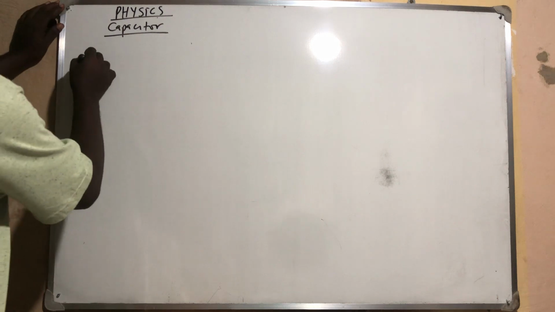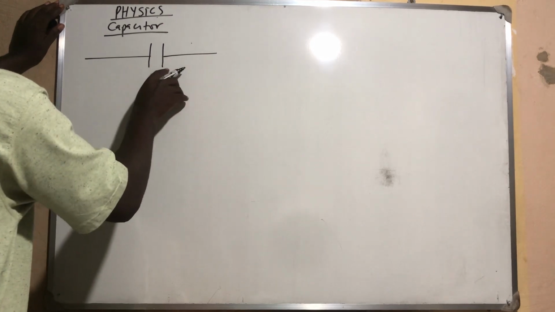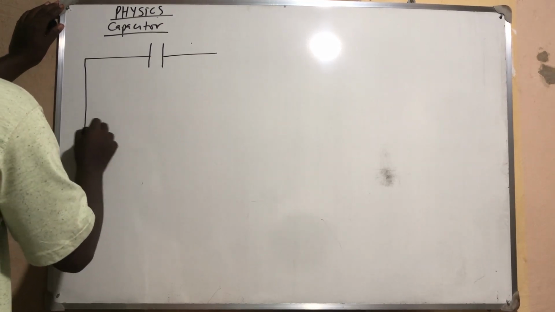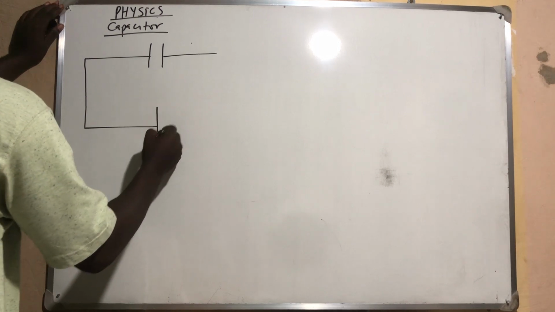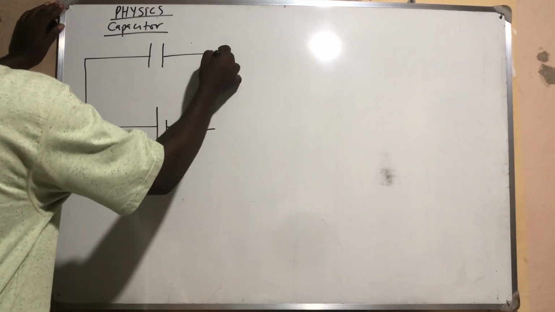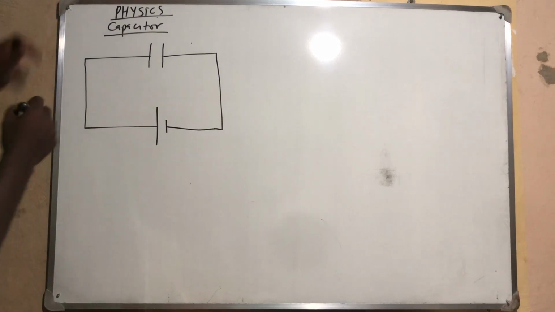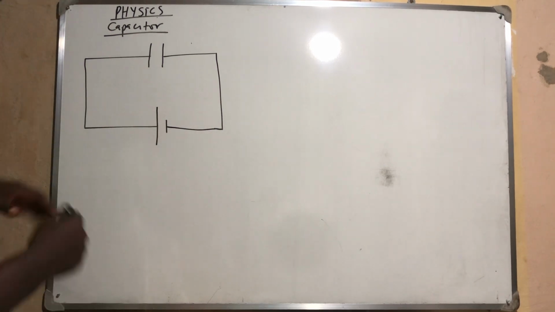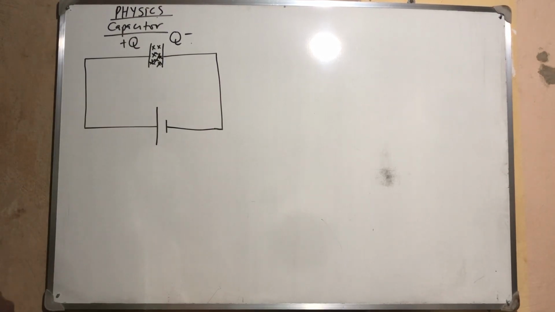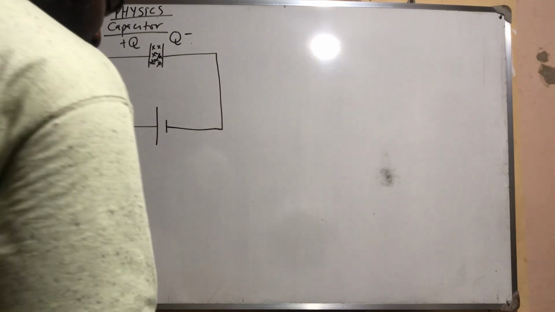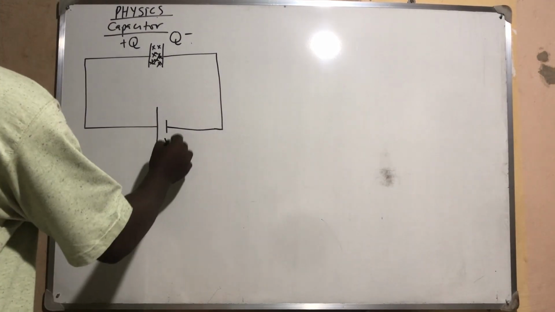So what do I mean? Anywhere you see that this line is equal to this line, just know that that thing is a capacitor. If one line is long and the other is short, then that is a cell. So for you to know the difference between a cell and a capacitor, in a capacitor the parallel plates are equal but opposite. So I have here Q negative and here Q positive, separated by a small distance, with an insulator in that small distance.